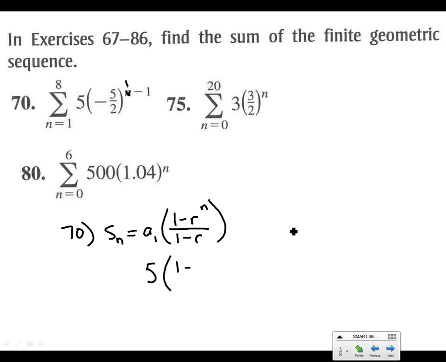1 minus, and we're figuring out the 8th term here. 1 minus, let's figure out what the r is. What are we going to multiply each time in this problem? Starting with 5, we're going to multiply by negative 5 over 2. So our r becomes negative 5 over 2, and in the numerator, we're raising this to the 8th power. So we can clean this up and punch that in, and we will get our answer.